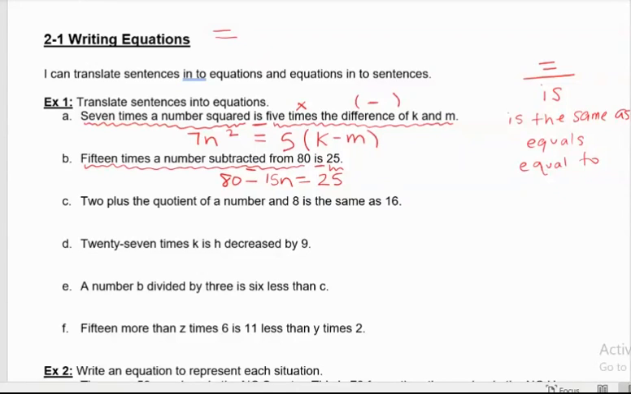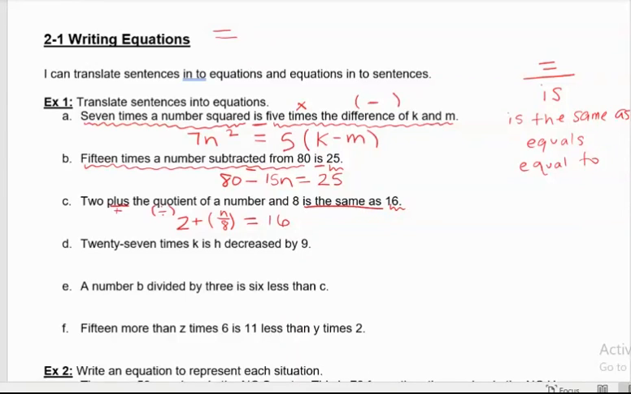C. 2 plus the quotient of a number and 8 is the same as, that tells me equals 16. So I already know that one side will be 16. 2 plus tells me addition. Quotient of tells me division, and parentheses of a number and 8. So I have 2 plus the quotient of a number and 8 equals 16.